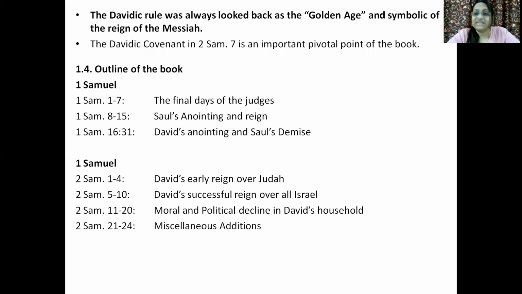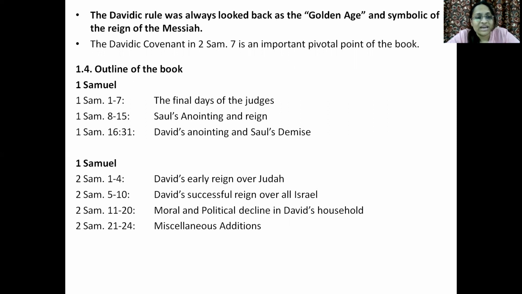Okay, so that's about the book of Samuel, and let's look into the outline. First Samuel chapters 1 to 7, we see the final days of the judges. Then chapters 8 to 15, we have Saul's anointing and reign. Then chapters 16 to 31, we see David's anointing and Saul's demise.